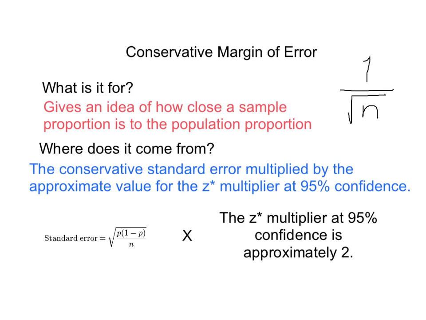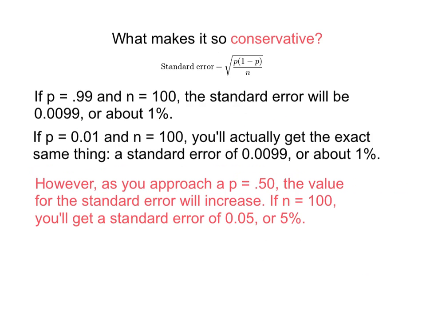The conservative standard error is one part of it, and then we multiply it by the approximate value for the z multiplier. We're going to talk more about the z multiplier later on in the course, but the z multiplier at 95% confidence is approximately 2. So that's what we're going to end up using.